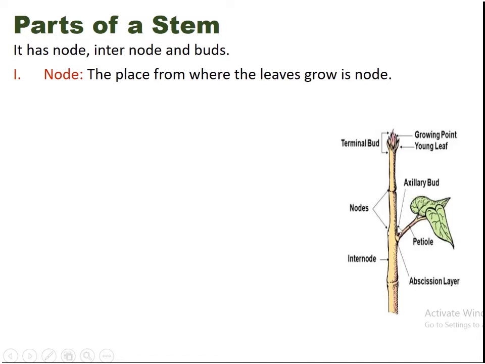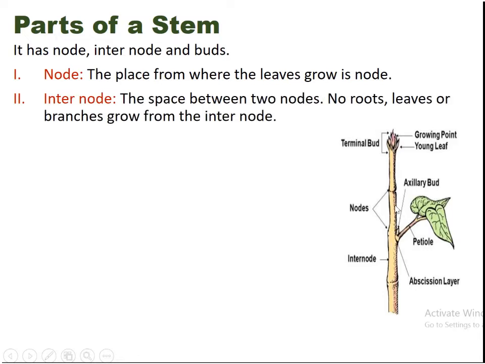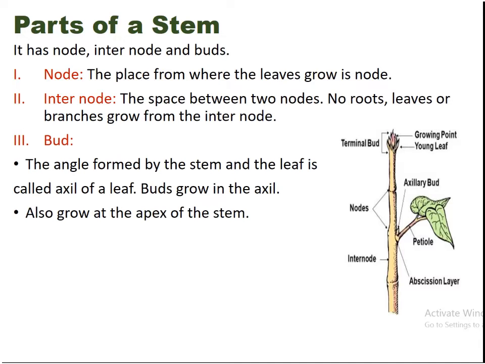And the region or space between two nodes is called the internode. So this one is an internode, this one is an internode, this one is an internode. These internodes have no roots, leaves, or branches. The internode helps the plant to grow and keeps it erect. Okay, and now let's talk about the bud.